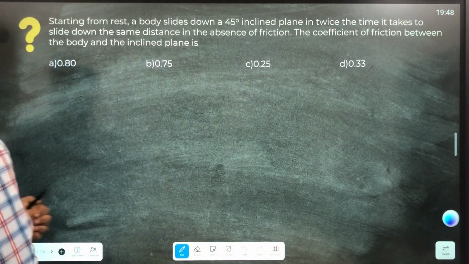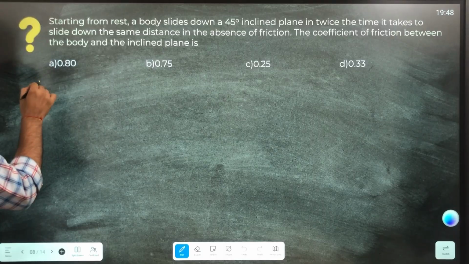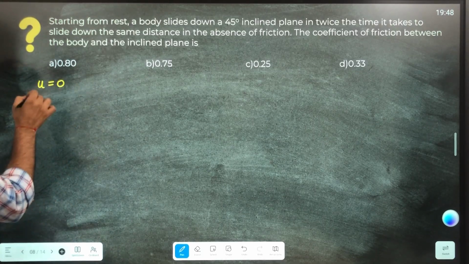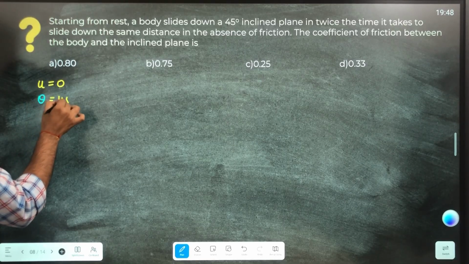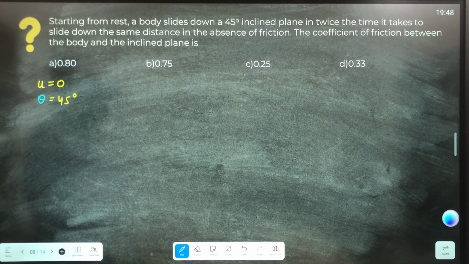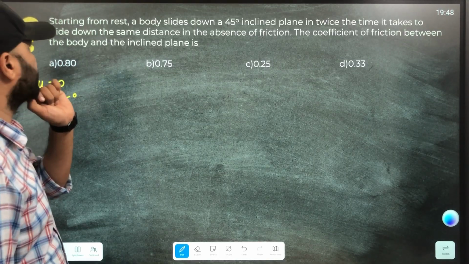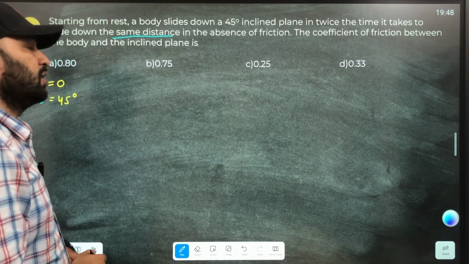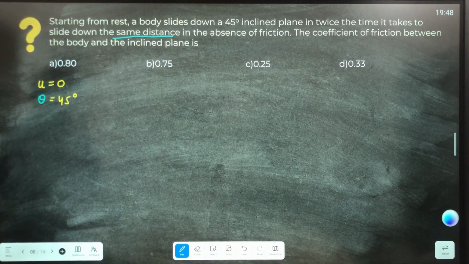Our next question says, starting from rest. If something is starting from rest, its initial velocity is 0. A body slides down a 45 degree inclined plane in twice the time it takes to slide down the same distance, quite important, in the absence of friction. The coefficient of friction between the body and the inclined plane is how much?